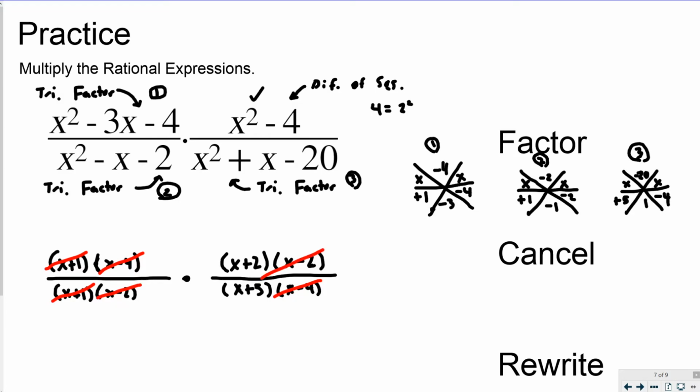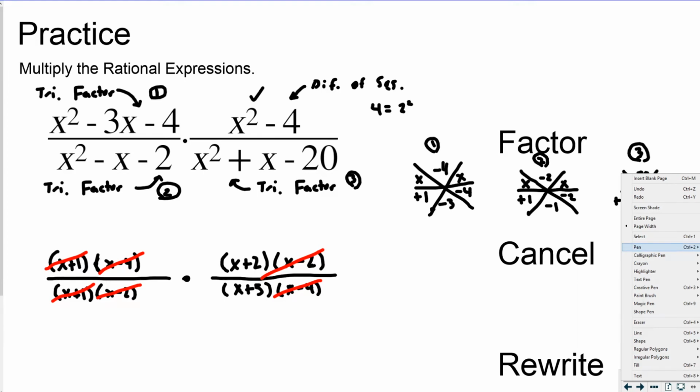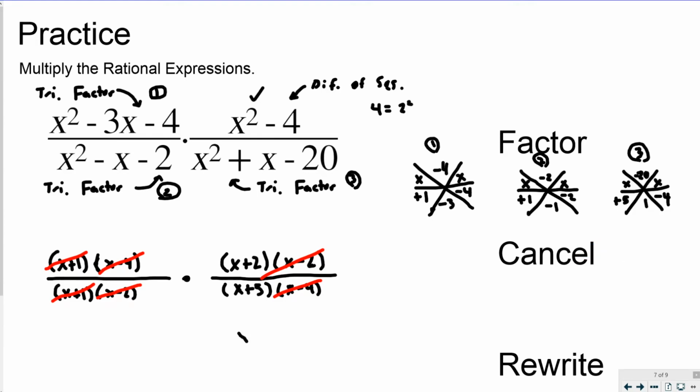So now I just rewrite everything that's left over, and all that I have left over, oh, I forgot to switch my pen to black again. Switch my pen back to black. All that's left over is x plus 2 in the numerators, and in the denominators, x plus 5. And there is my rational expression multiplied out.